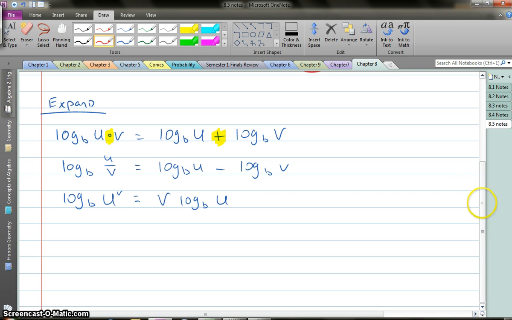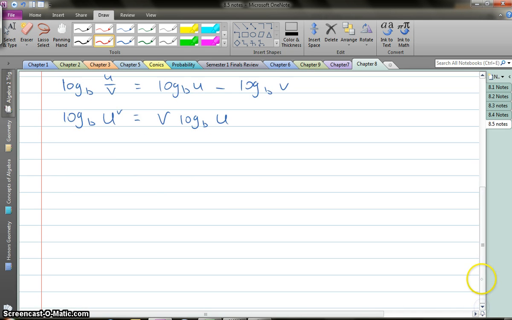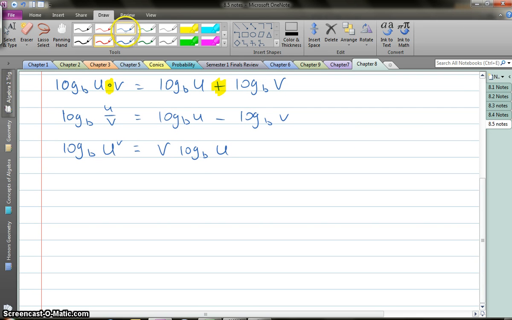All right, moving down. Let me keep the rules up for the first few examples. Example 1: log base 2 of 3 times x. That's multiplication, so we're using the first rule, which changes it into adding. So I have log base 2 of 3 plus log base 2 of x. Pretty simple.